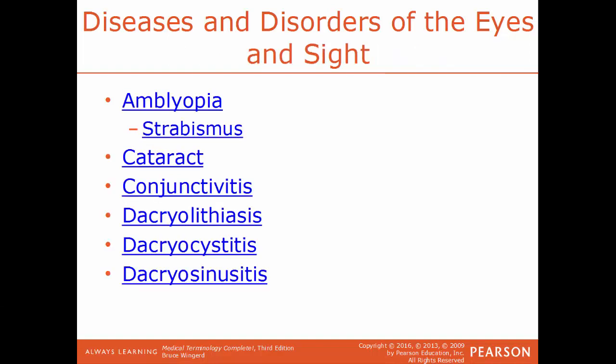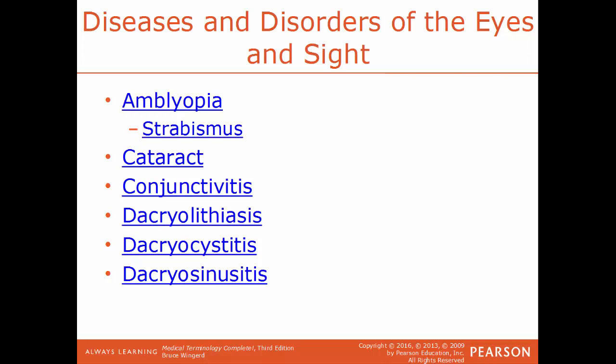Alright, now we'll talk about some particular diseases and disorders of the eyes and of sight. Your first term, amblyopia. This is another term for lazy eye, where there is impaired vision without an obvious defect or a change in the eye. And it's somewhat related to our next term, strabismus, which is another term for being cross-eyed.